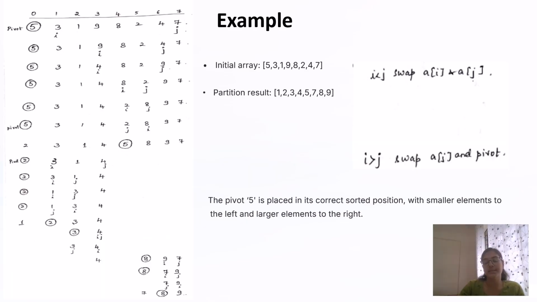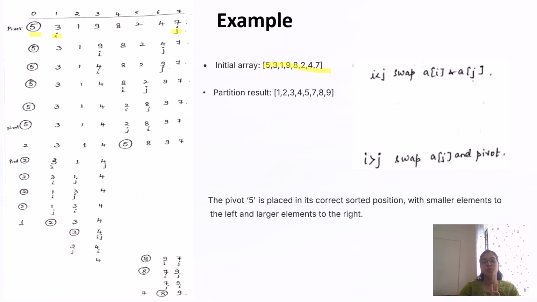So now let us understand the process of quicksort using an example. Initially, we have been given this array, and this is an unsorted array which we are going to sort using the quicksort algorithm. So basically here we are going to choose the first element, that is number 5, as our pivot element. And the second number, which is 3, we are going to assign the value I to it, and the last element we are going to assign the value J to it.